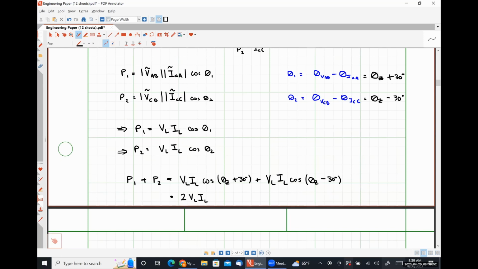VL IL cosine theta z cosine 30 degrees. So what is 2 times the cosine of 30 degrees? You have calculators? Square root of 3. I'll be damned.